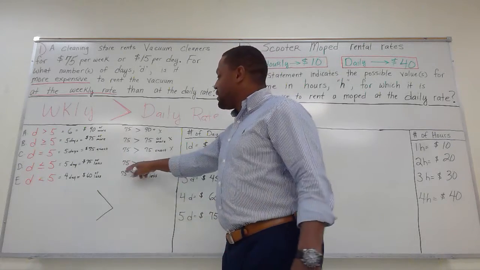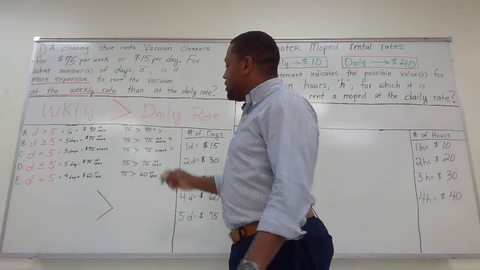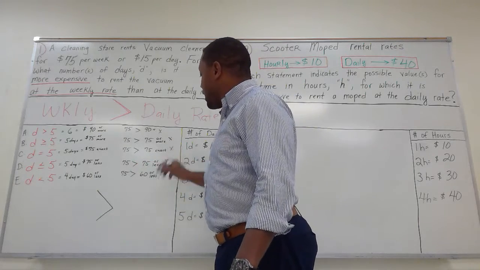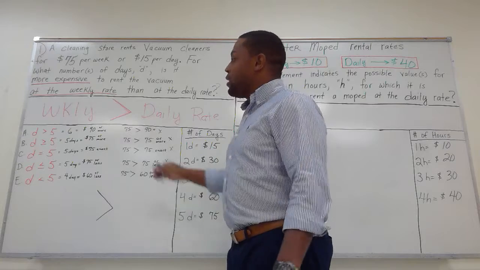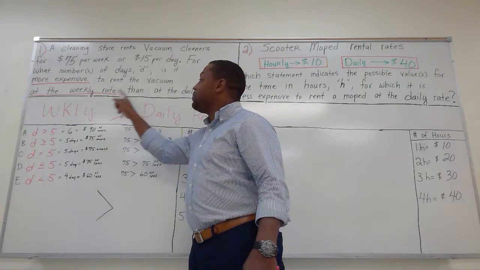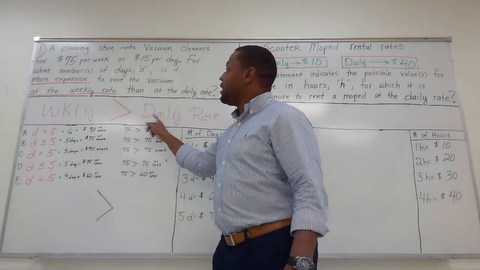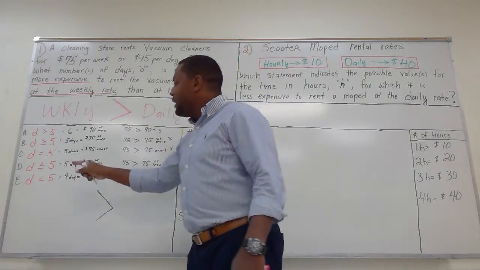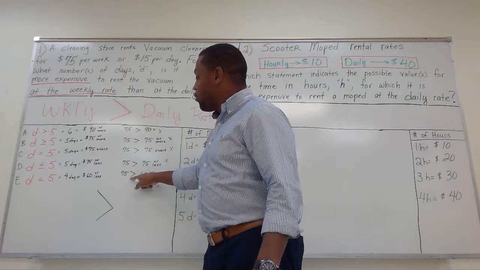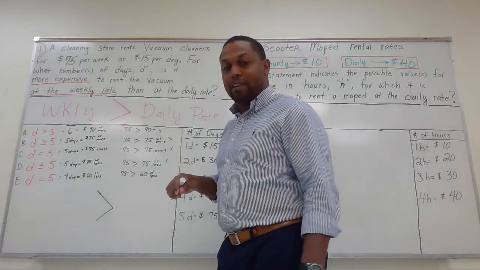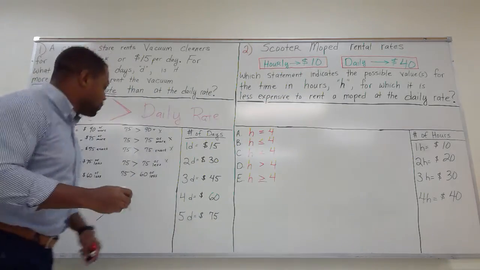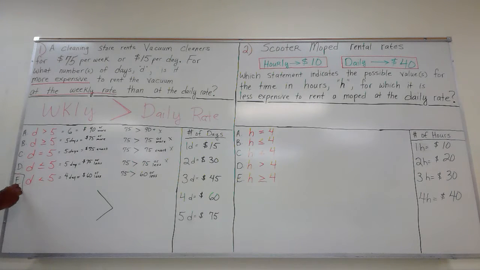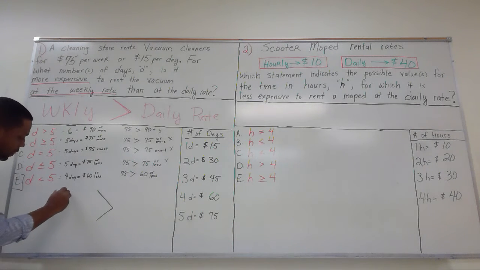And when we have that same number on both sides, it just lets us know it cannot be true because the weekly rate has to be more than the daily rate based on our sentence we found in the question. And E says 75 is greater than 60 or less, and that is true. We found our answer. It is E.